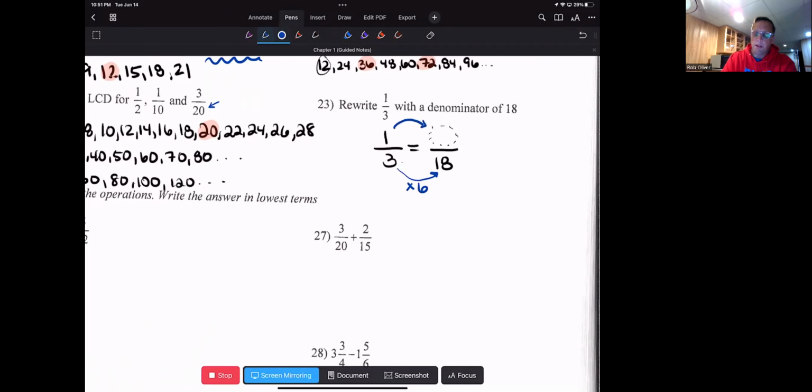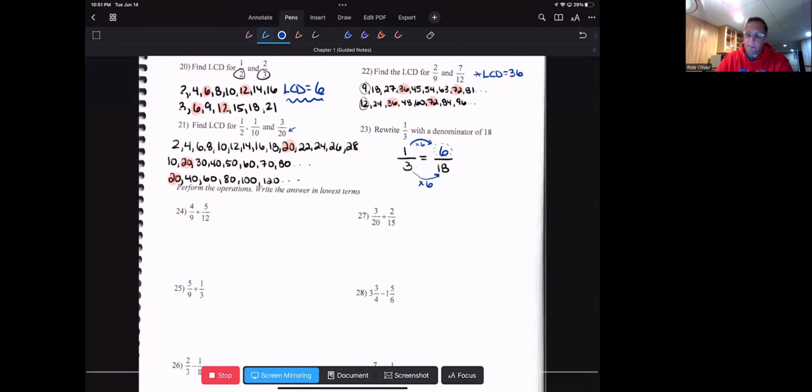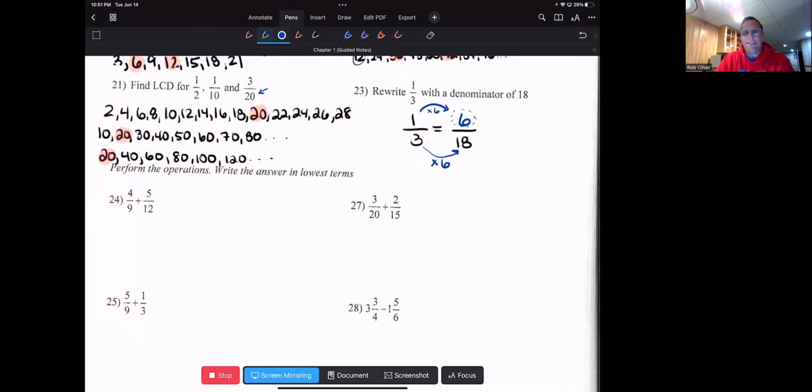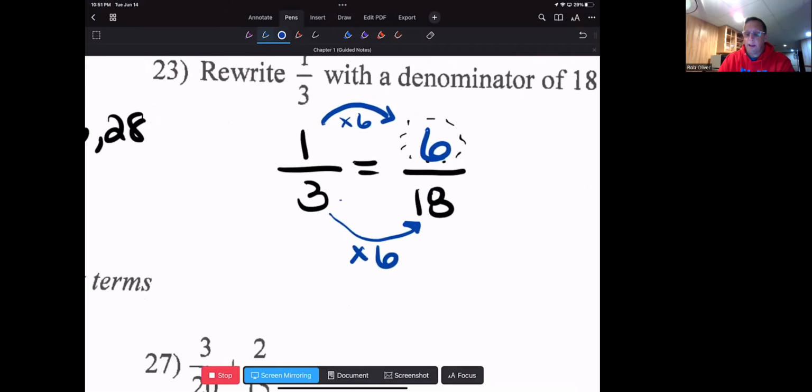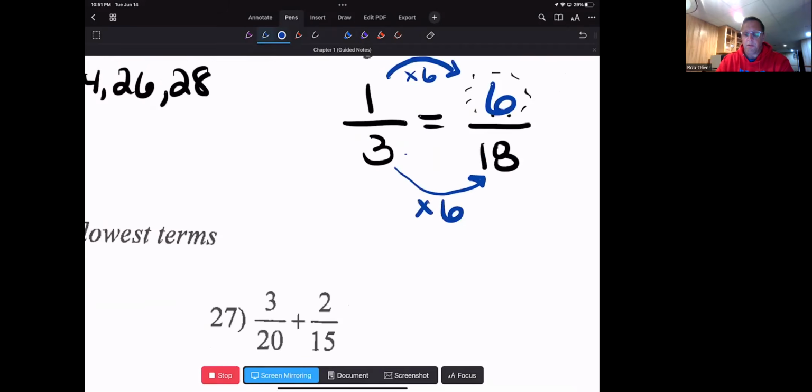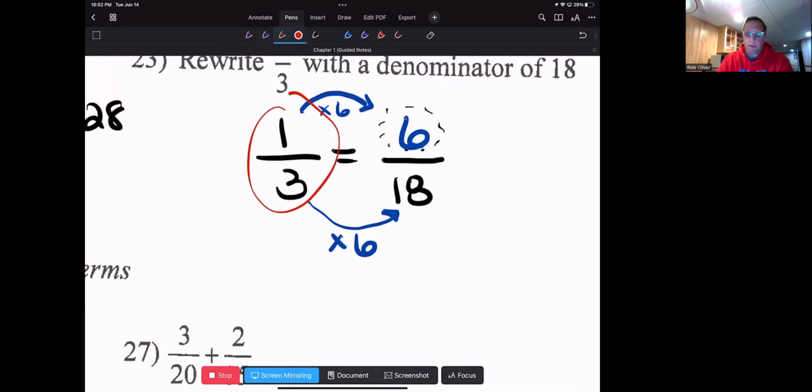So we're going to do the same thing with 1. What we do on the bottom, what we do on the top, we kind of have to reciprocate there. So we're going to do 1 times 6, which is 6. 6 18ths. There you go. All right, so 1/3 equals 6 18ths. Those are equivalent fractions. They equal exactly the same thing. They represent the same part of a whole. One of them happens to be in lowest terms. 1/3 is, and 6 18ths is not in lowest terms.